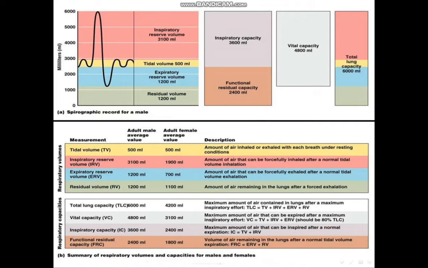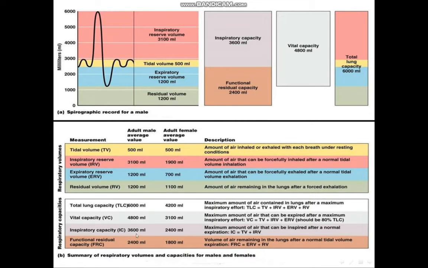The vital capacity is the maximum amount of air that can be expired after maximum inspiratory effort. This one, vital capacity: maximum inhalation and maximum exhalation. This one is called maximum exhalation, and this one maximum inhalation. This is the maximum amount of air that can be expired after maximum inspiration effort. This one is the vital capacity, without the residual volume.